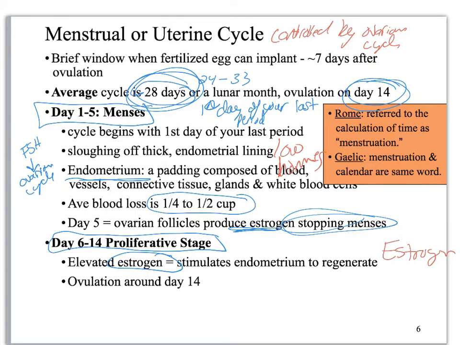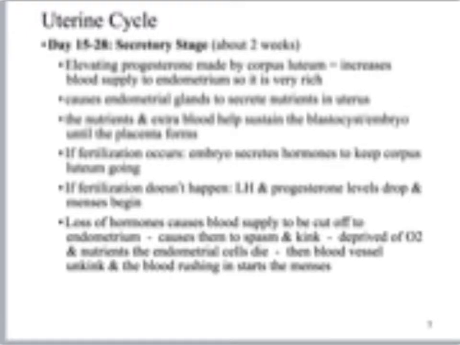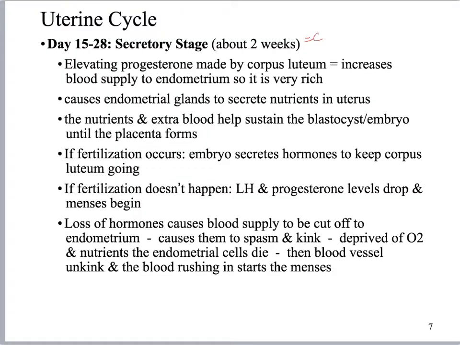The proliferative stage is going to end when you ovulate, and that Graafian follicle converts to a corpus luteum, and once it does that, you go into the next stage. Let's look at that. That next stage is the secretory stage, and this corresponds to the luteal phase of the ovarian cycle.